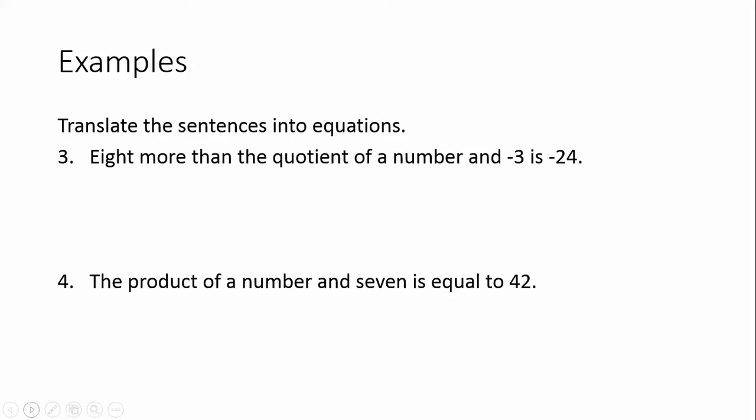Number 3, 8 more than the quotient of a number and negative 3 is negative 24. So we have the numbers 8, negative 3, and negative 24. I see the words a number, that's x. We have more than as addition, we have quotient, which means division, and we have is for our equal sign. So this says 8 more than the quotient. That means that we're adding 8 to a division problem. So the question here is, what are we dividing?